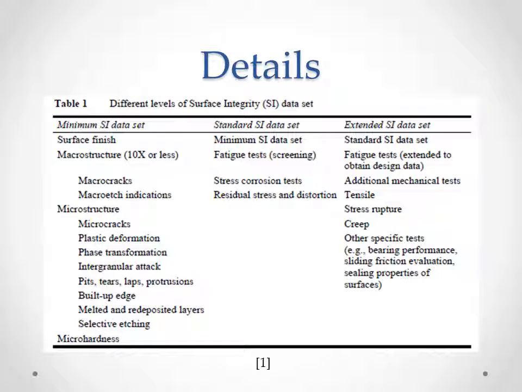And then we jump to the middle column there, and of course it includes the minimum surface integrity data set, and then we also include fatigue tests or screening of the material, and stress corrosion tests, and also residual stress and distortions. So we're looking at those other parameters. And then finally, on the right-hand column, we have the extended SI data set. So that includes the standard SI data set, which includes the minimum SI data set. And going further, it will often include fatigue tests, additional mechanical tests, tensile tests, stress rupture, creep, or other application-specific tests. These materials are often very tough, very hard, and they're going in demanding high-performance applications. So the researcher or engineer has to look at where those materials are being applied and look at those particular criteria.